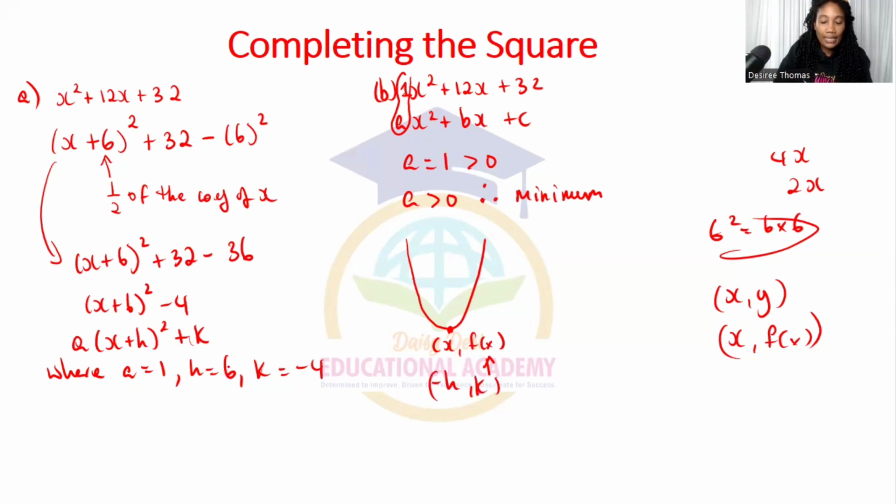We got h as 6. So if h is 6, let me put that on the side. If h is equal to 6, minus h means you just put a minus sign in front of h, which is 6. So minus h becomes minus 6, and k is minus 4. All right, so x, f of x is minus 6, minus 4. Cool. So x is minus 6, f of x is minus 4.